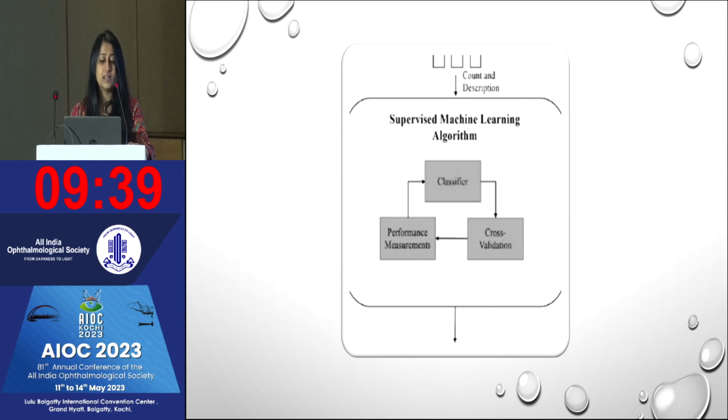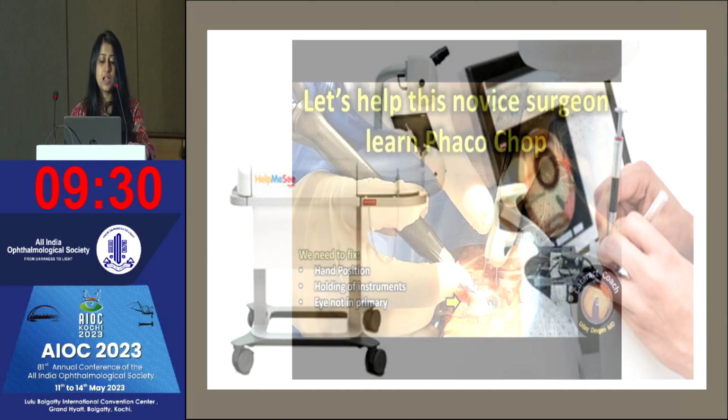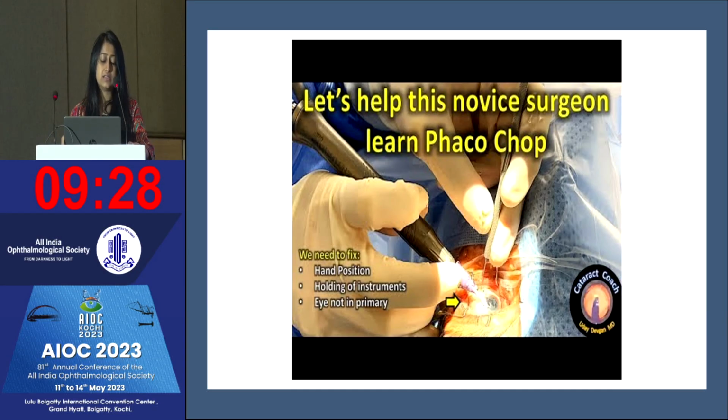Over here you can see the supervised machine learning algorithm. It basically means that there is a classifier, there is a cross validation, and a performance measurement. Also, you can see that these are the basic programs which have been able to identify the errors being made. So here, the novice surgeon, who is learning to do phaco chop, has been able to assess whether the hand position is correct or not, the holding of instruments.